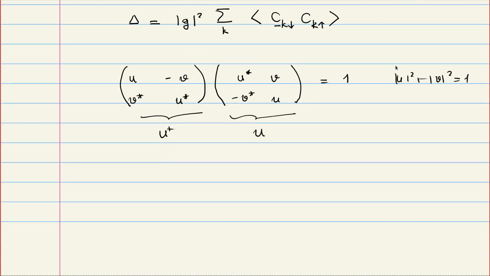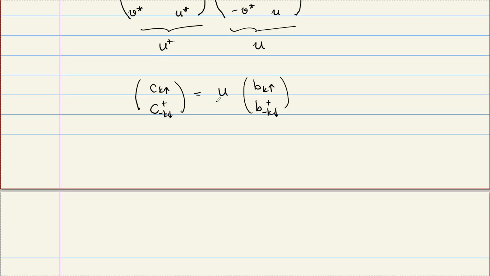So this is u dagger times c k up, c minus k down dagger, equal to b k up, b minus k down dagger. Now if I multiply both sides with u, u dagger u is 1, then I can write an expression for c in terms of b and b dagger, and c k up, from here I can read what it is.